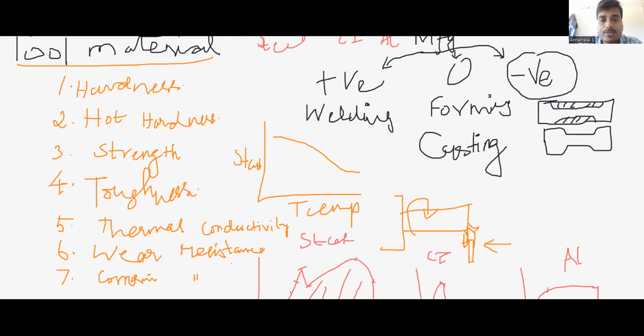It may spoil the workpiece or it may spoil the tool. So the tool material should have enough corrosion resistance to overcome the attacks of the cutting fluid. That's why corrosion resistance is considered an important property of a tool material.